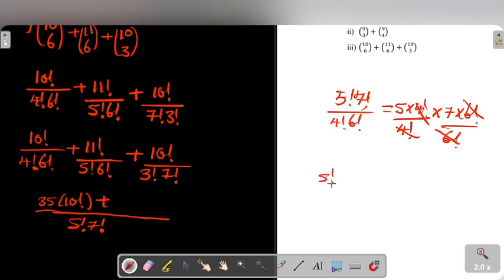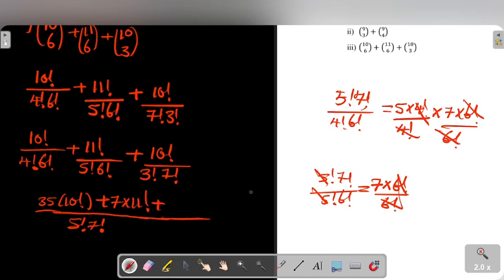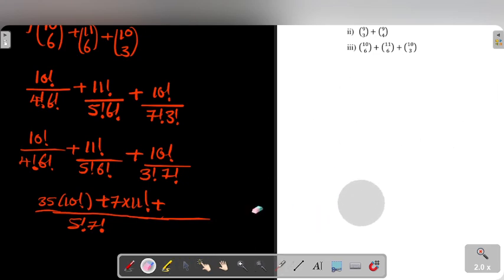So say 5 factorial, 7 factorial over 5 factorial, 6 factorial. So now 5 factorial and 5 factorial cancels. So you reduce 7 up to 6 factorial. So 6 factorial over that. So we have 7 times 11 factorial, plus then again you're going to do the same.